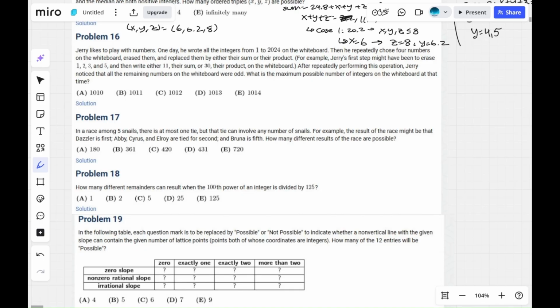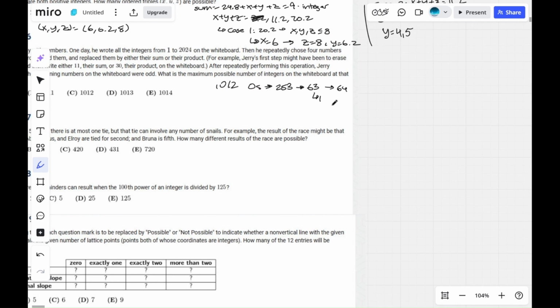So basically, we start at 1012 zeros, and then we go to 253 by combining them in groups of 4. And then after that, we go to 63, which is 253 over 4 floored. And then we have another one over there. So that's 64. And then we go to 16, and then we go to 4. And then we go to 1. So now we have 1012 ones and 1 zero.